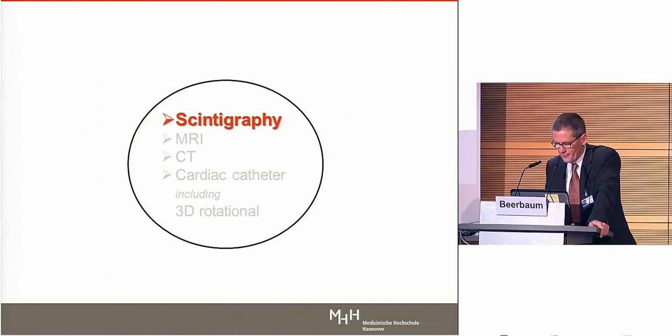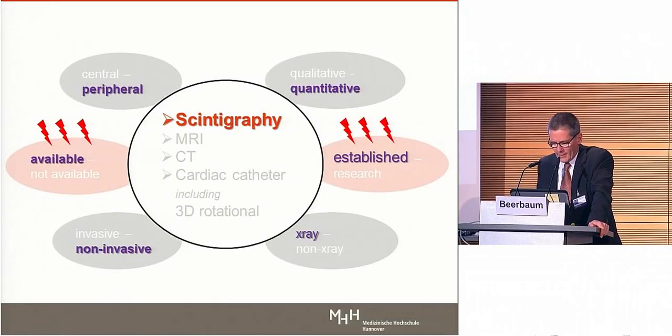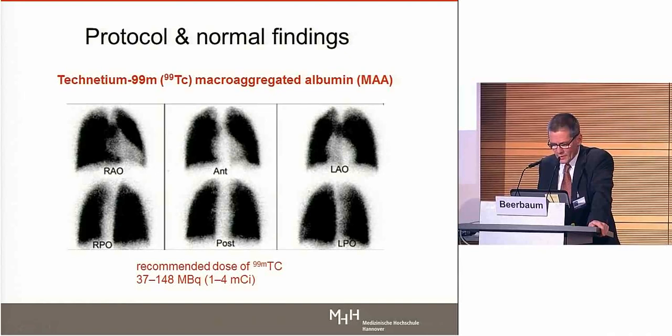So, starting with old-fashioned scintigraphy. That's giving us beautiful information about peripheral perfusion. It's quantitative, it is very established, it uses X-ray, it is non-invasive, and it's quite readily available in most centers. To give you an example, without going into too much detail on this old-fashioned technique, you use technetium-99 macro-aggregated albumin. Doses are as given here, and this is a normal projection from the anterior aspect, right anterior oblique, left anterior oblique, and from the posterior aspect down here.